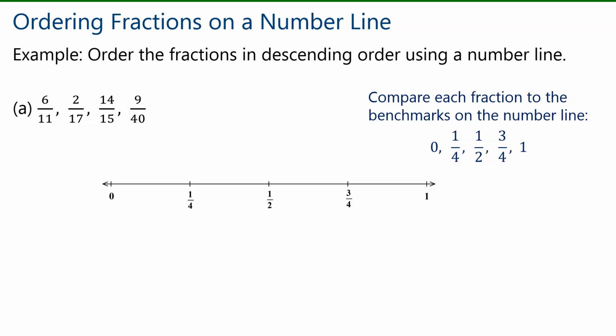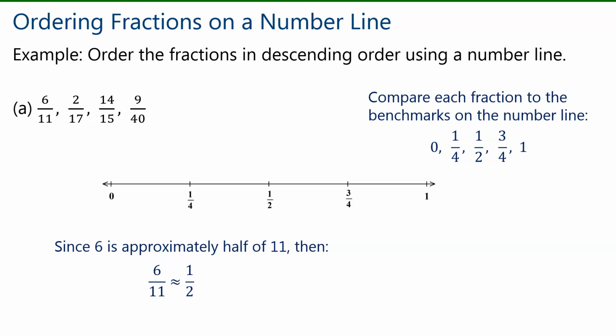So for example, when I look at 6/11, I see that 6 is approximately half of 11. So when I'm comparing this to the fractions on the number line, I would say that 6/11 is approximately a half. In particular, it is slightly larger than a half, so I'll place it to the right of a half.